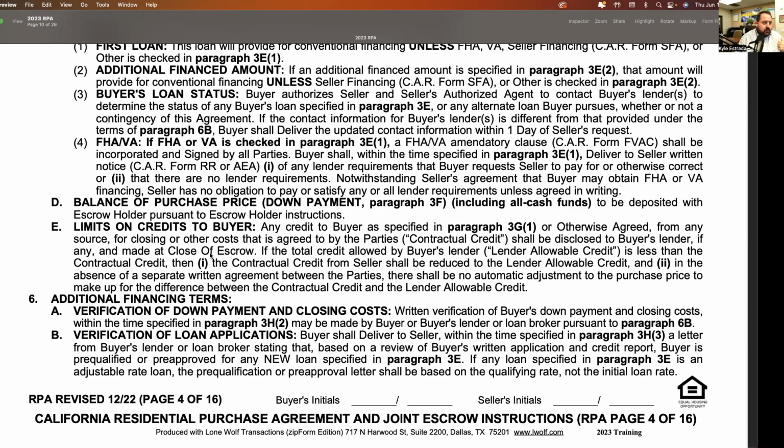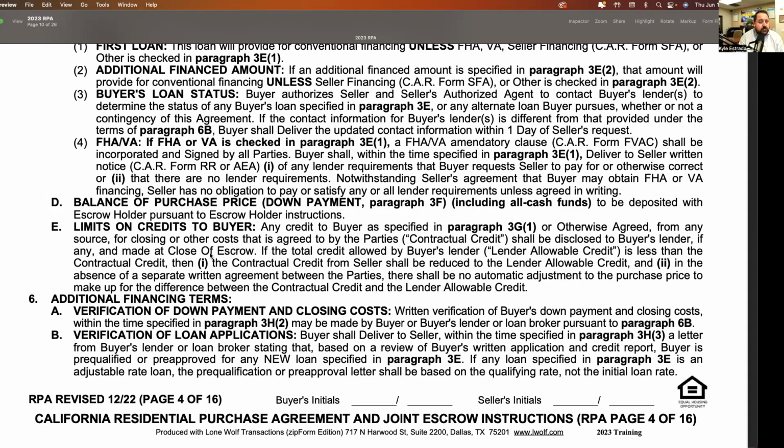Additional financing terms, moving on. Verification of down payment and closing costs. Written verification of buyer's down payment and closing costs within the time specified in 3H2. That's by default with the offer. May be made by buyer or buyer's lender or loan broker pursuant to paragraph 6B, which is the next paragraph.